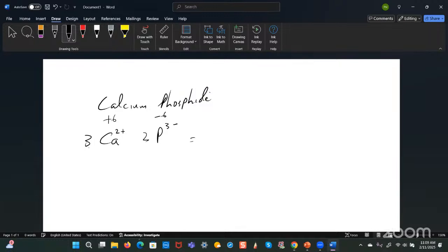So when you put this together, this is how you do it. Ca, this 3 here becomes a subscript, and then P, and then this 2 here becomes a subscript, and that would be the final answer, right? So that would be the formula for calcium phosphide. All right? Any questions?